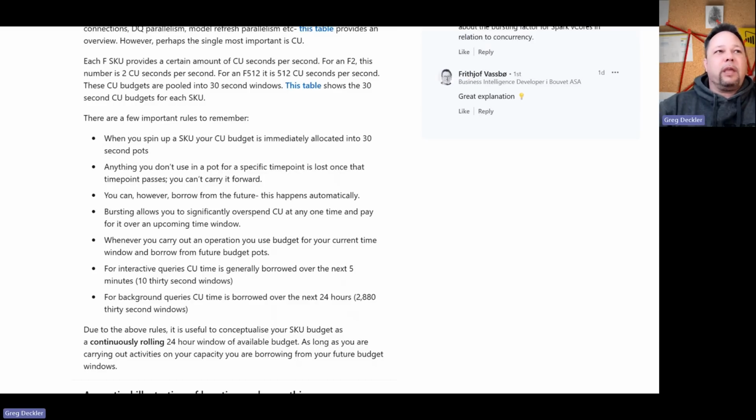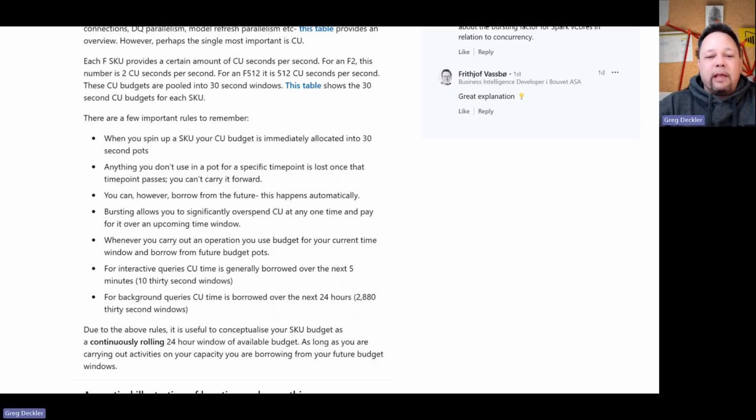So basically it says you can, however, borrow. What that should say is you can only borrow. You can never basically get credit. So the best you can ever do in this scenario is get back to zero. You can never earn any credits, in terms of having not used some CUs in the past, so you have some credits for extra CUs that you use in the future. That's not how it works at all.